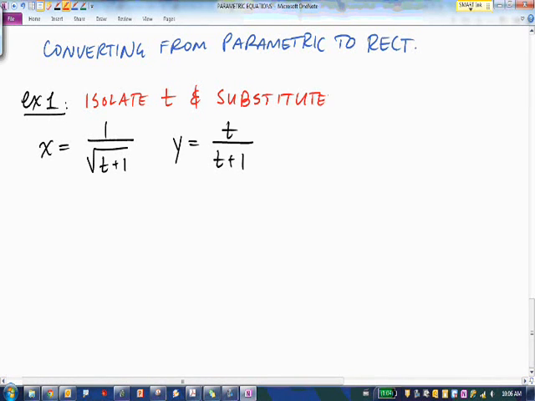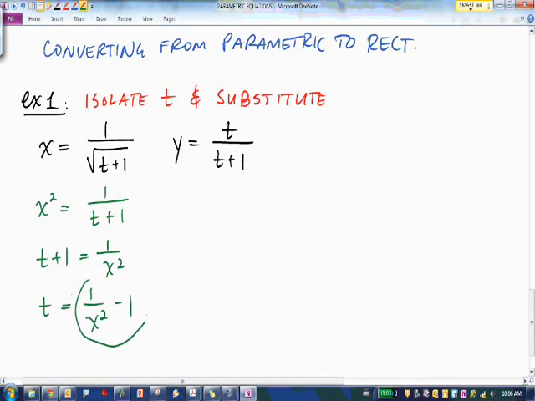So typically the best place to isolate the t is over here in the x. So I have to do a couple things before that's ready. I'm going to square both sides, so I get x squared equals 1 over t plus 1. I'll cross multiply, so I'll get t plus 1 equals 1 over x squared. And then I'll subtract the 1, so t is equal to 1 over x squared minus 1.